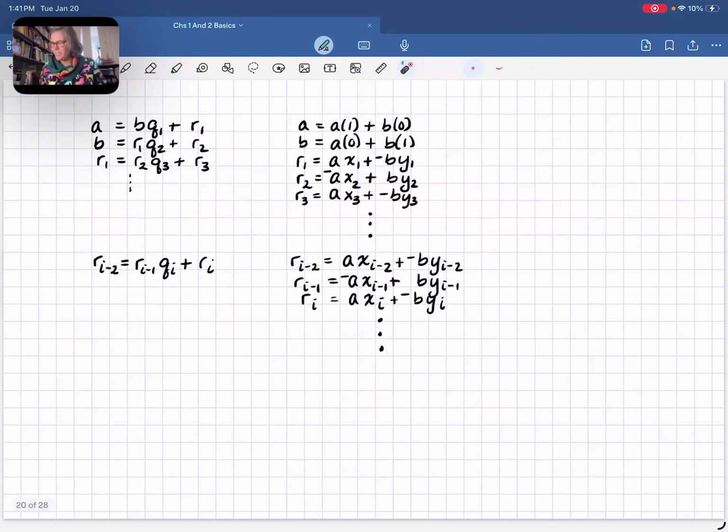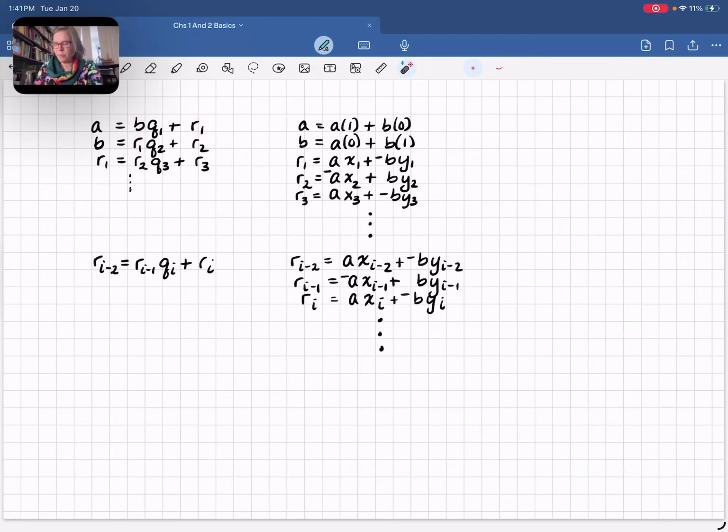Okay, so what we're going to do is get into some sticky things with a lot of subscripts. Subscripts is the word I'm looking for. Okay, so what I have on the left here is the normal Euclidean algorithm. We take our two numbers, a and b, and we write a is b q1 plus r1. q1 is the quotient, r1 is the remainder. And then we repeat the process with b and r1.